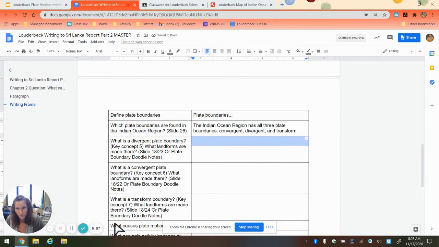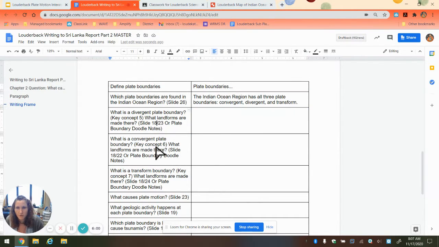Then, okay, the next 3 little pieces here are defining each of those boundaries, defining divergent, what it is, the landforms found, same with convergent and transform. So you're going to use slide 18 or 23. You can also use, at this point, your plate boundary doodle notes if you don't have it written down, okay? So that's a secondary source you can go to if you need the extra assistance, okay?